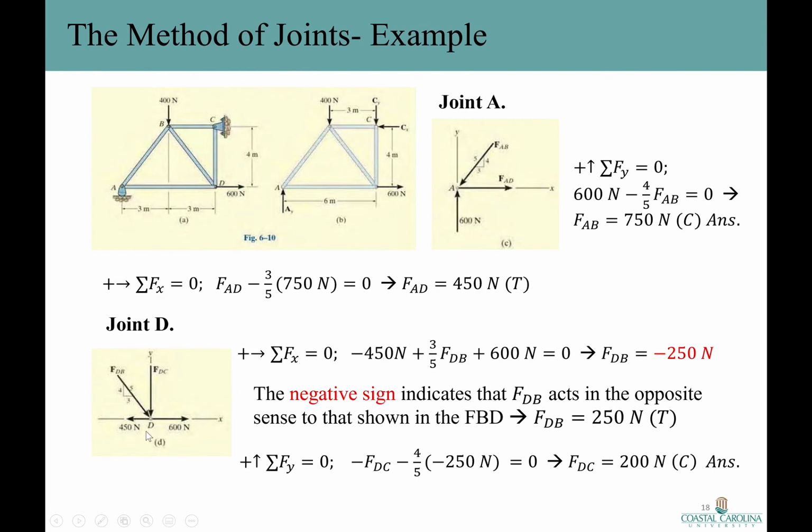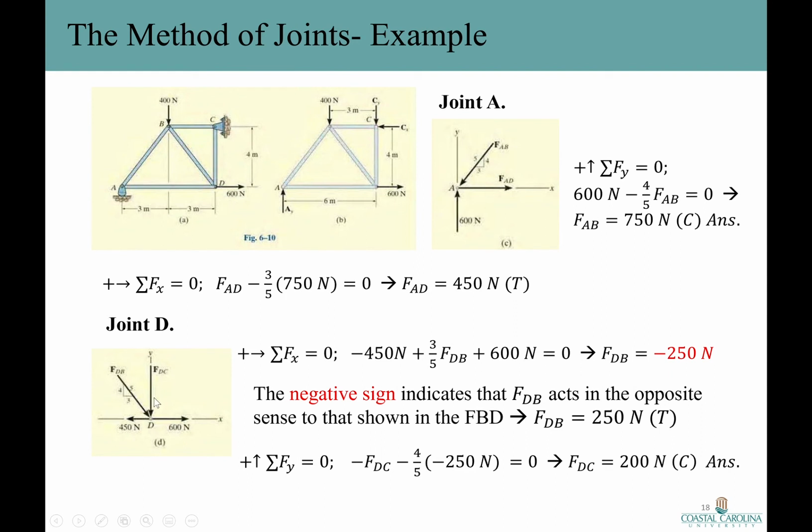Here is the free body diagram of joint D. Let's see, what do we have? We have a 600 Newton force, the external force applied at joint D. I have the F sub AD or F sub DA force that I calculated in joint A, and it is 450 Newton. And then what else do we have? I have an F sub DC force and F sub DB force. So these two are unknowns and these two are knowns.